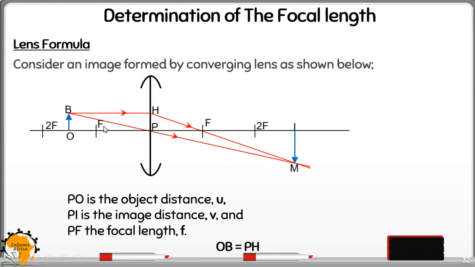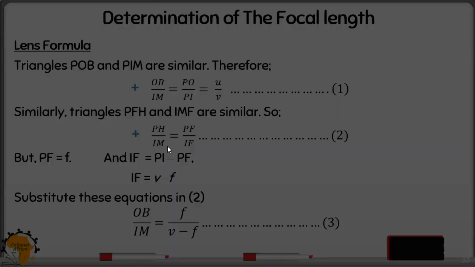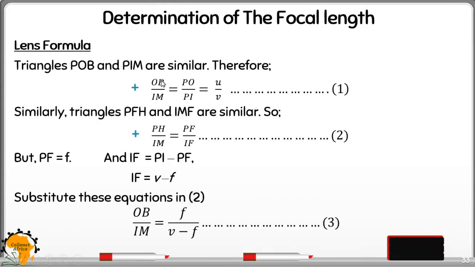Those two triangles are similar, and when they are similar, we have that OB over IM, remember it is the object height and the image height, is equal to object distance over image distance, because they are similar triangles. And object distance is U, image distance is V.